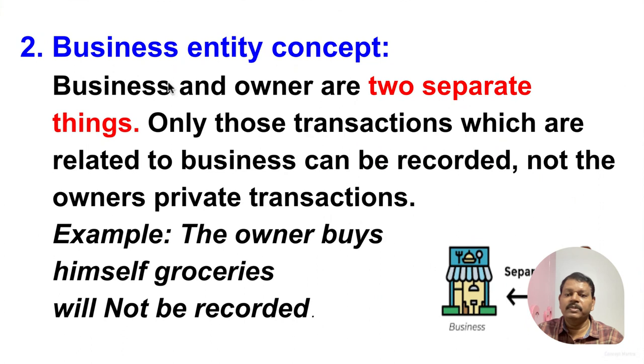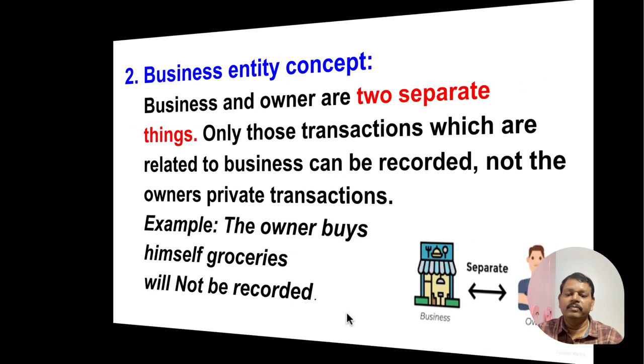Business entity concept. Business and owners are two separate things. Only those transactions which are related to the business can be recorded, not the owner's private transactions. For example, if the owner buys himself groceries, it will not be recorded.